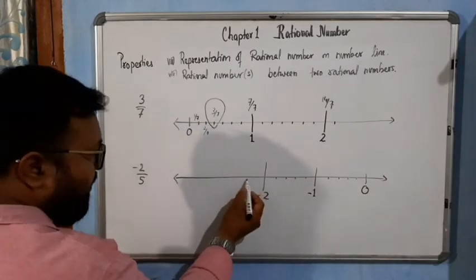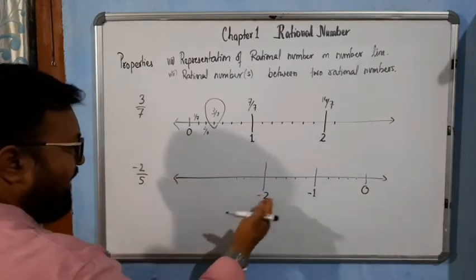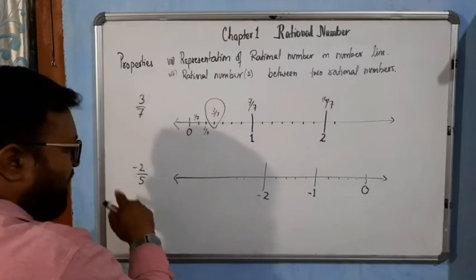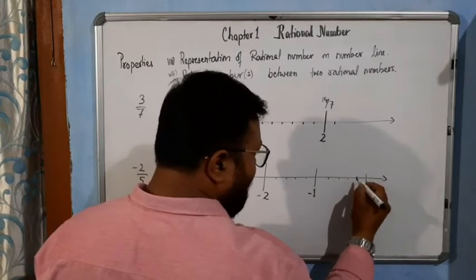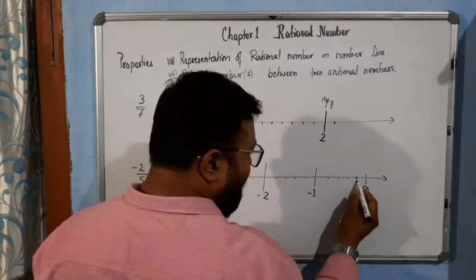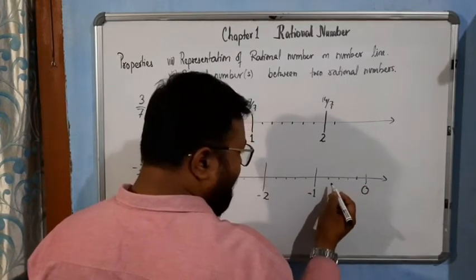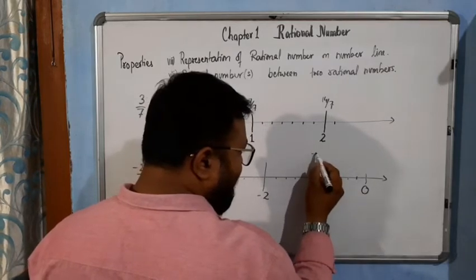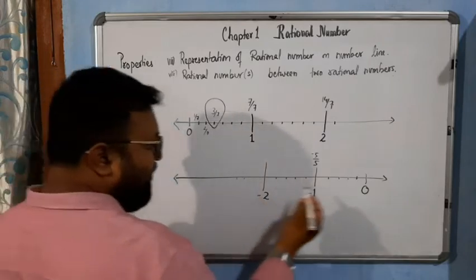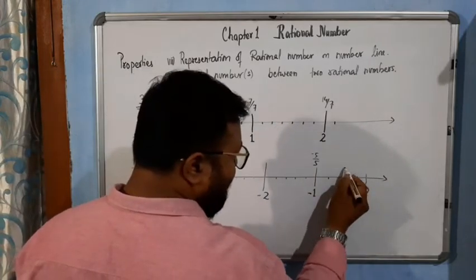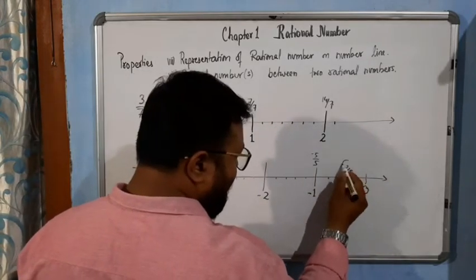So in this way we keep on dividing each unit. Now minus 2 by 5. This small division will be 1 out of 5 divisions. So 1 by 5, 2 by 5, 3 by 5, 4 by 5. It is 5 by 5. Minus 5 by 5 gives you 1. So here minus 2 by 5, this will be minus 2 by 5. 1 by 5, 2 by 5. This will be minus 2 by 5.